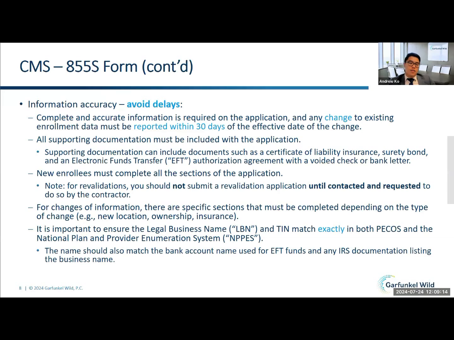When you are filling out the CMS 855 form, you want to make sure that the information is accurate in order to avoid delays. Complete and accurate information is required on the application, and any change to existing enrollment information must be reported within 30 days of the effective date of that change. All supporting documentation must be included with the application.